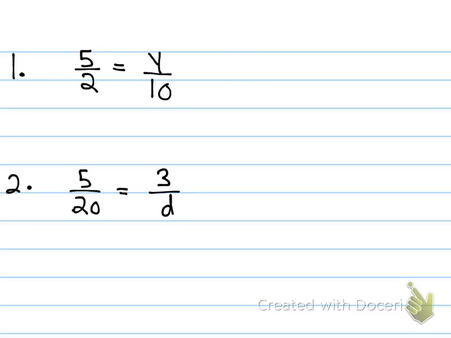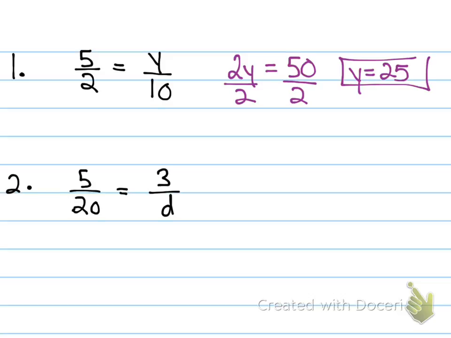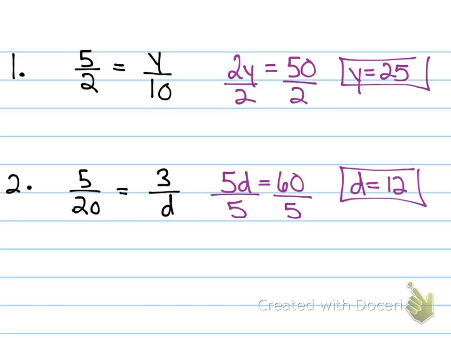Is this the last example? Yes, this is the last example for today's lesson. All right, I want you guys to go ahead and try to solve these 2 using cross products. In number 1, what is going to be your equation once you do cross products? You get 2y equals 50, divide both sides by 2, and you get y equals 25. Now, number 2, what's going to be your equation? 5d equals 60, divide both sides by 5, and d equals 12.